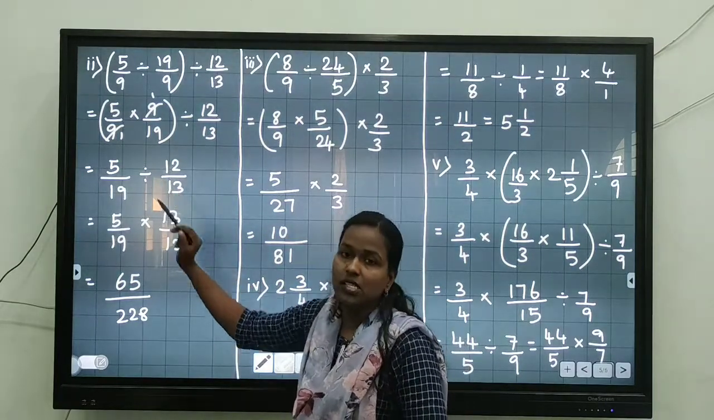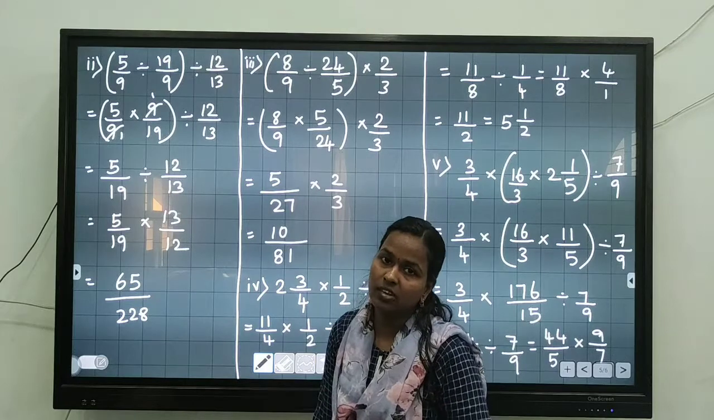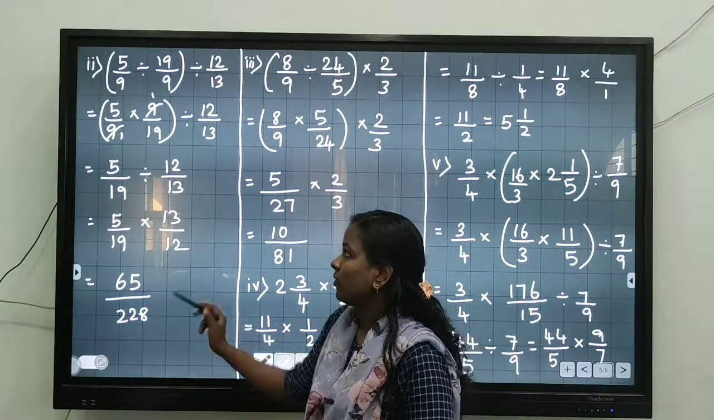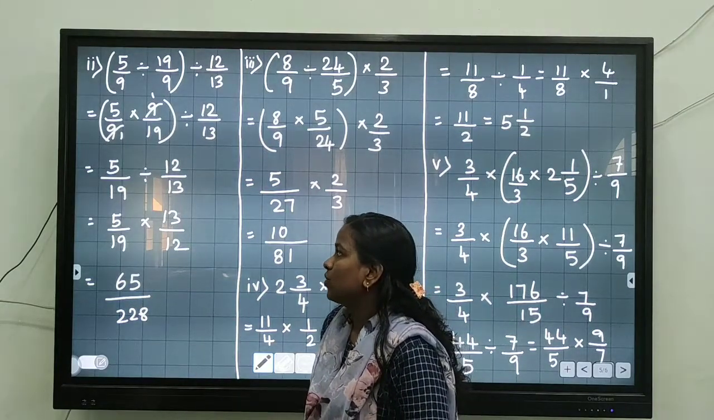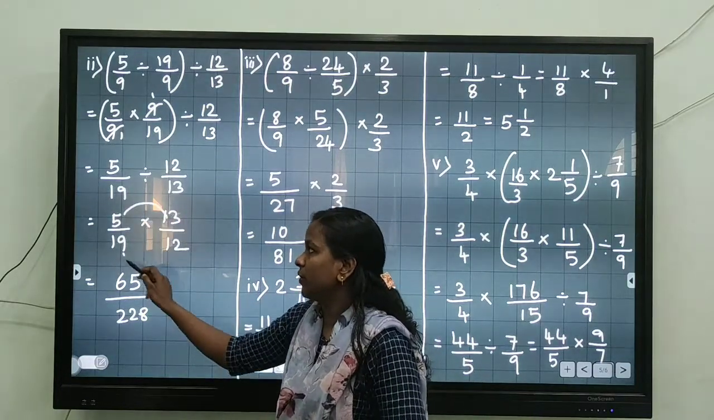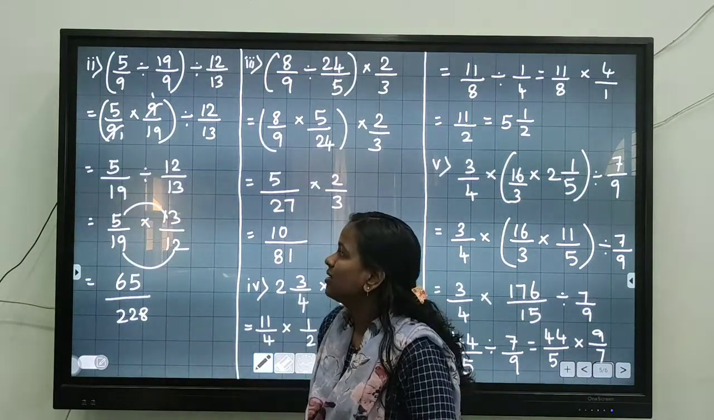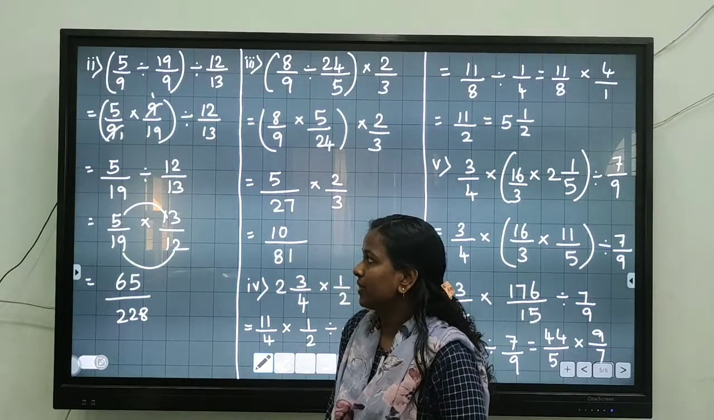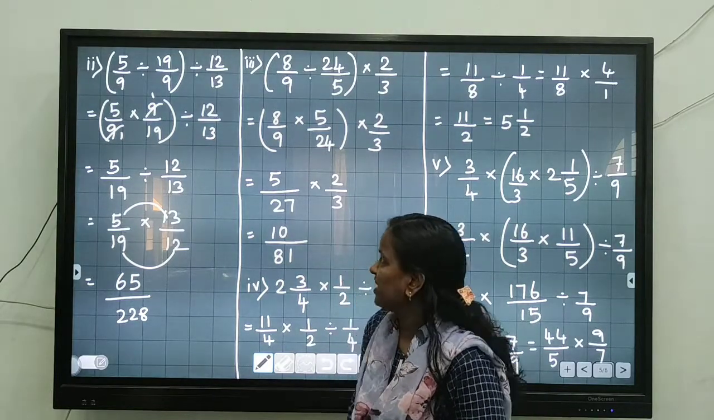Then again I am changing this division as multiplication and I am finding the reciprocal of the second term. So I will get 13 divided by 12. So there is no common factor. So I am directly multiplying numerator by numerator, denominator by denominator. So 5 13s are 65, 19 12s are 228.